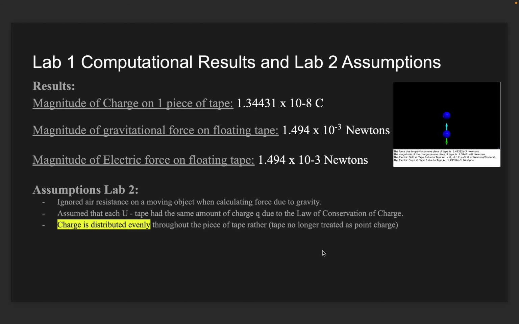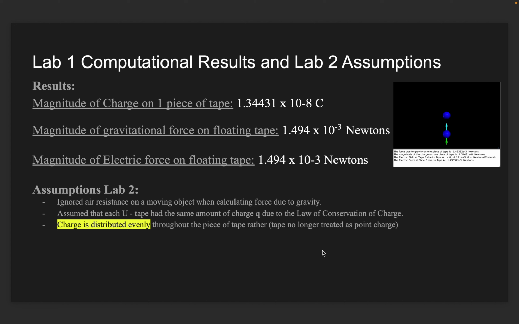So the Lab 1 computational results were the magnitude of charge on one piece of tape was 1.34431 times 10 to the negative 8th coulombs, and our magnitude of gravitational force and electric force were equal, being 1.494 times 10 to the negative 3rd newtons. And of course that was due to Newton's second law.